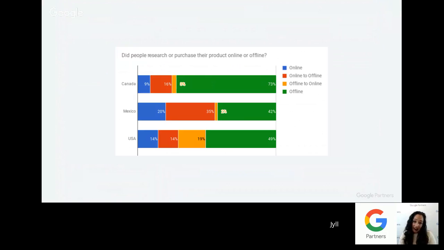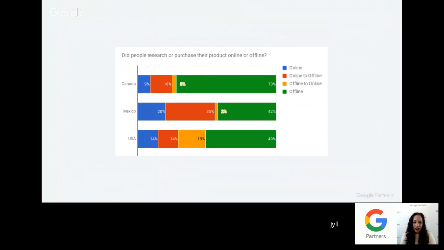So in Canada, for people 25 to 54 whose most recent purchase was clothing or footwear, did they research or purchase online or offline? The blue is online, so 9% of people in Canada both researched and purchased online. 16% researched online, but then purchased offline. 3% researched offline and then purchased online, what we might call showrooming. And then 73% did their entire purchase and research journey offline. And then you can see we have the same data for Mexico and the US.